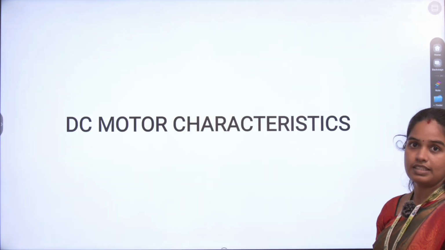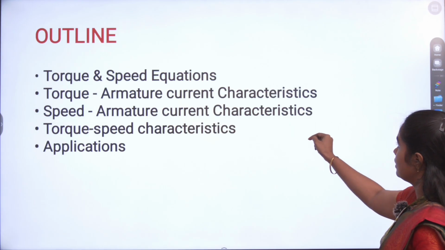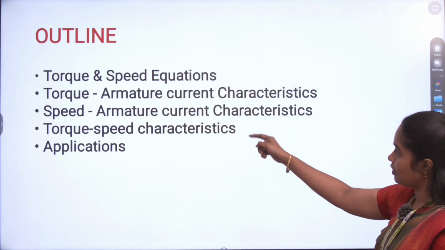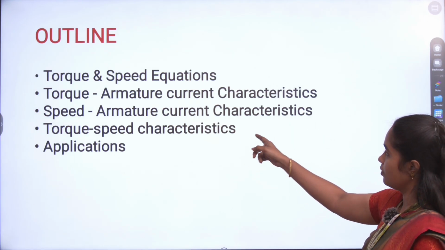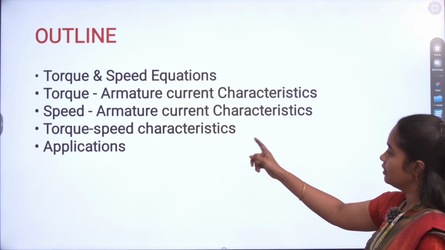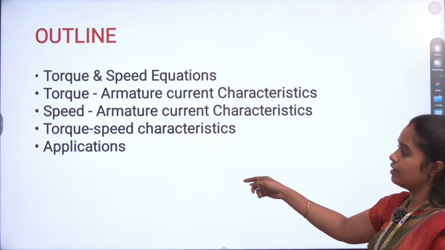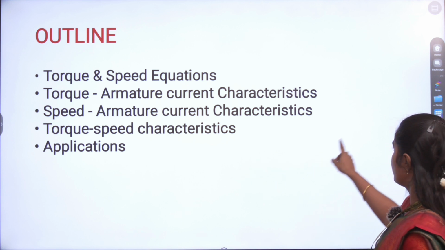And today I will discuss the DC motor characteristics. This is my outline: torque speed equation, torque armature current characteristic, speed armature current characteristic, torque and speed characteristic and application, and some problems based on the DC motor.